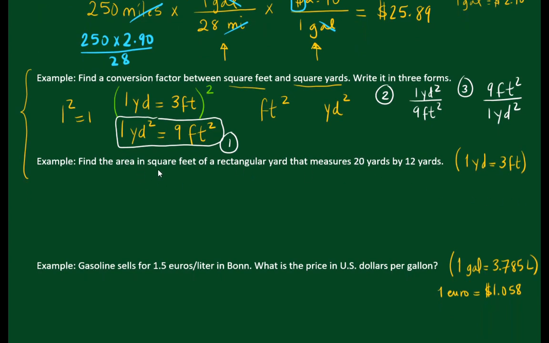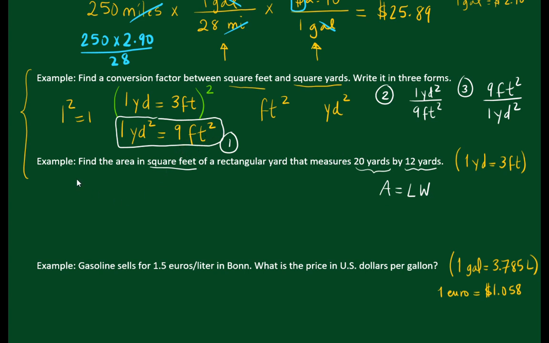It says find the area in square feet of a rectangular yard that measures 20 yards by 12 yards. You know, the area is the length times the width. Now, the point here is that you can convert them into feet and multiply. That's a second way. You can definitely do it. It's correct. But let's say you want to use the conversion equations, the equation that we have from the previous problem.